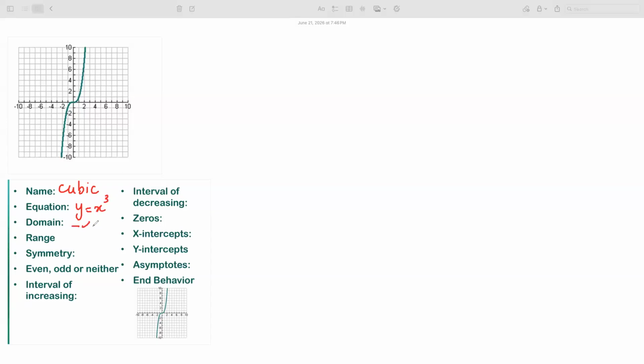What is the domain? Minus infinity to infinity. What is the range? Minus infinity to infinity. What is the symmetry of the function? Who can tell me what is the symmetry? It's symmetric about the y-axis or the origin? Y-axis.